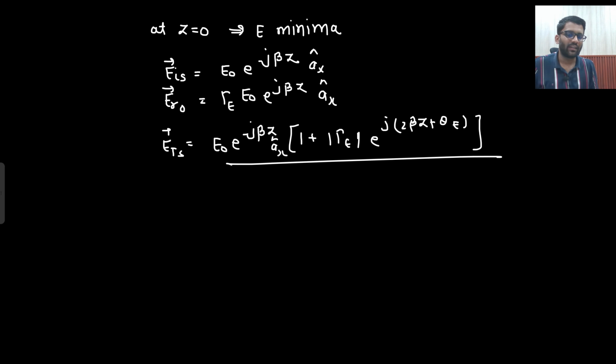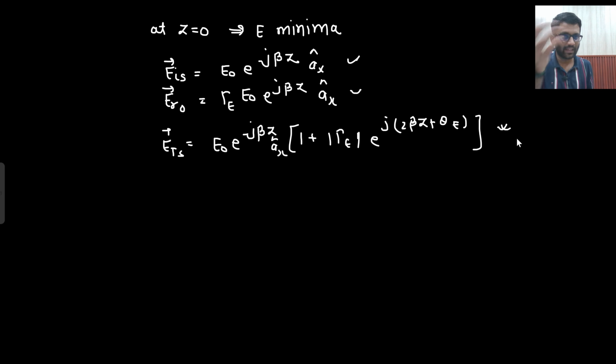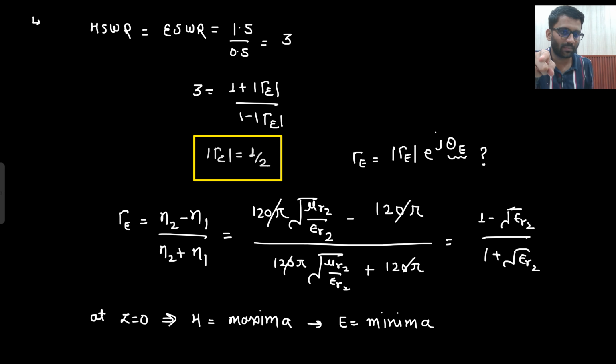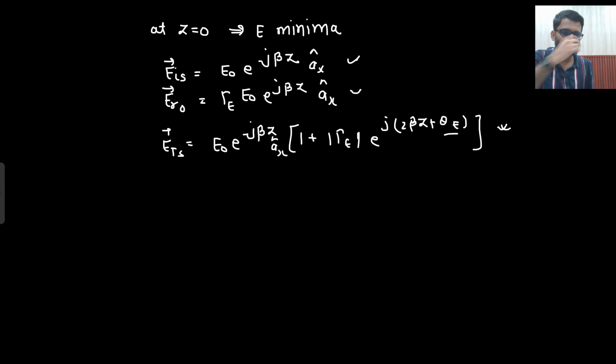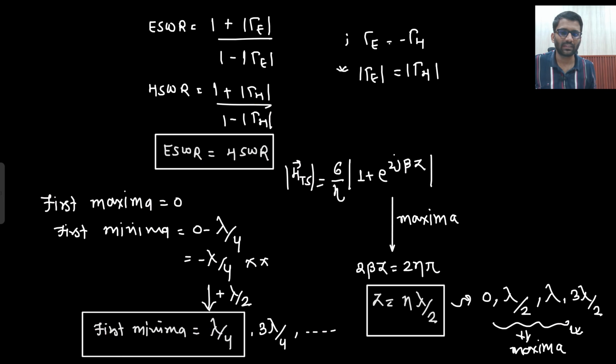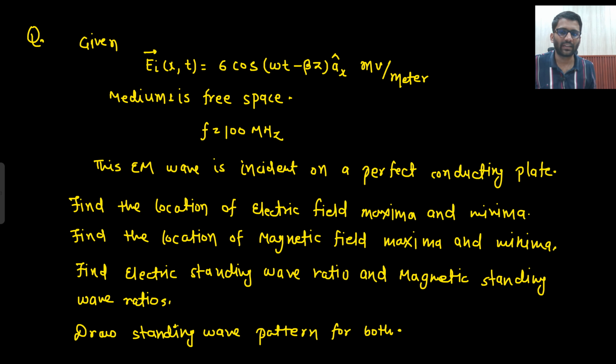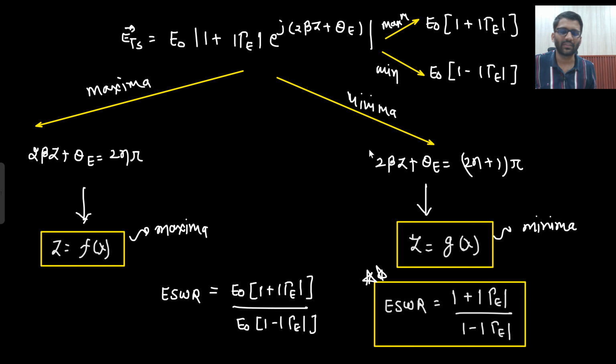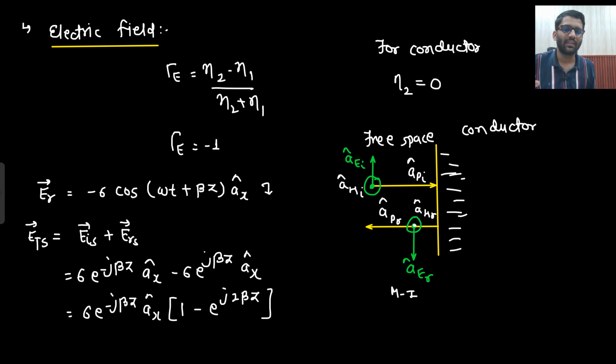Can you write down these things directly without even writing these expressions? I could have written down this expression because I have the practice. You should also have the practice: E0 e^(−jβz), and then the reflected wave will have Γe. I'm not sure whether it will be positive or negative, but certainly it will have Γe, and Γe has some magnitude and an angle. That magnitude is mod of Γe and the angle will be added here. This analysis we have already seen: whatever the angle is, that will be added. So you can keep in mind this factor, that is 2βz.